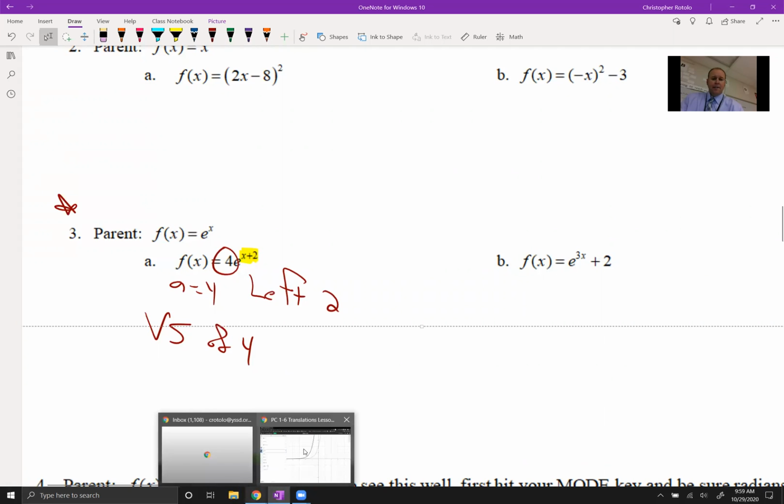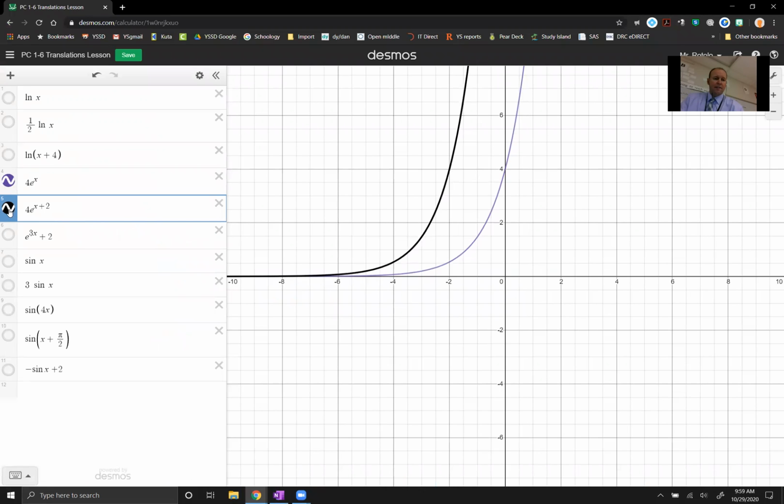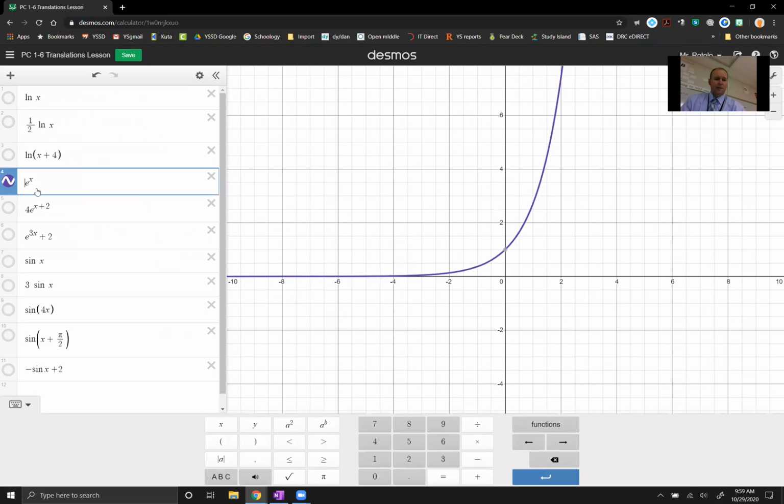All right, taking a look at our other graph now. Let me get this one out of the way. So remember this one here, let's take the 4 off. This is our parent function. Now what we'd like to do is take the exponent multiplied by 3. That's like having a 3 inside, so we're technically talking about a horizontal stretch or compression. Let's see what happens with it.